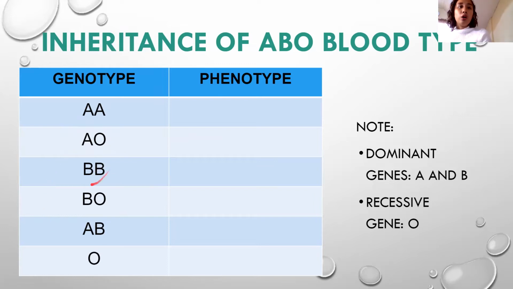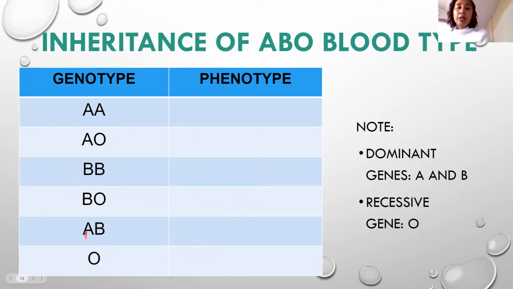Here, you have homozygous B gene. So, ang lalabas na blood type, B. Okay, B pa rin. Ito, BO. So, ang dominant gene is letter B. So, ang lalabas, blood type B. Okay? So, the only time that blood type O will be expressed as a phenotype is when both of the parents have O gene. Okay? It's a recessive gene.